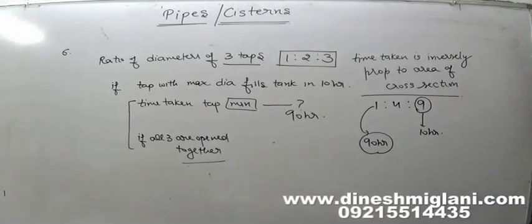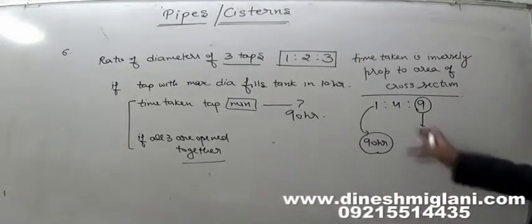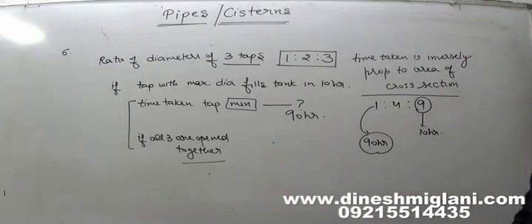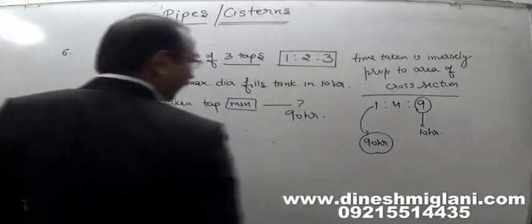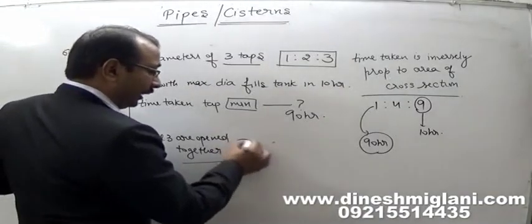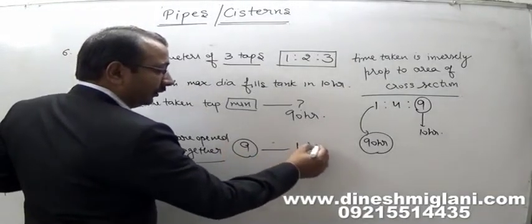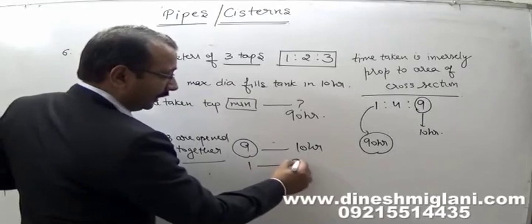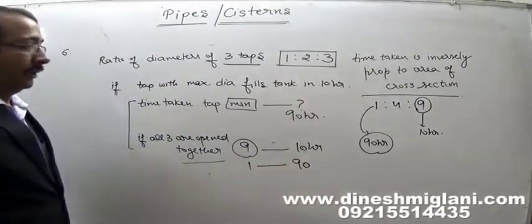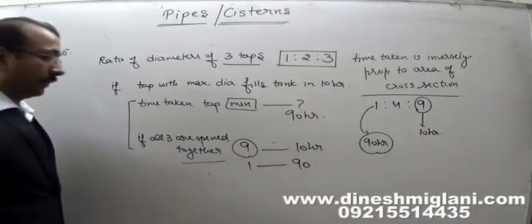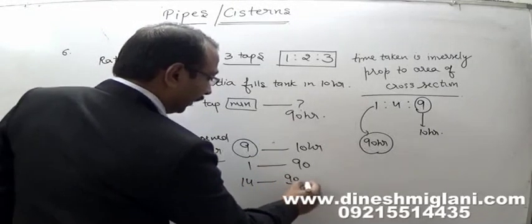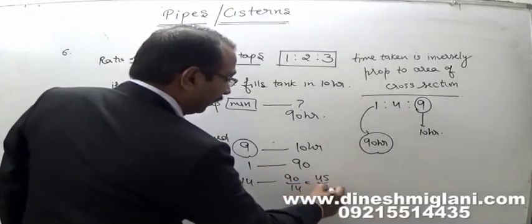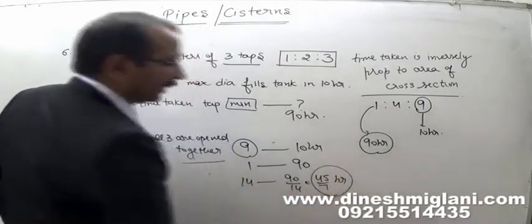Similarly, for the second one, if all three are open together, the total cross section area is 9 plus 4 plus 1, which is 14. So when the cross section area is 9, they take 10 hours. When the cross section area is 1, they take 90 hours, right? And when the cross section area is 14, what is the time taken? 90 upon 14, right? You may say 45 by 7 hours. That becomes your answer, right?